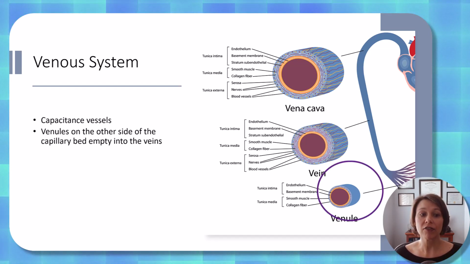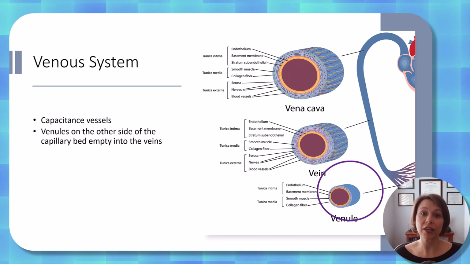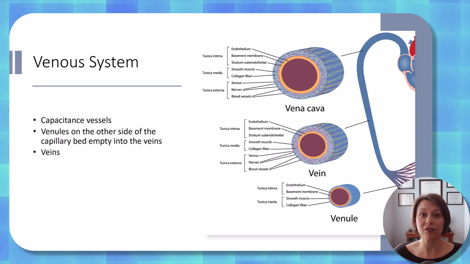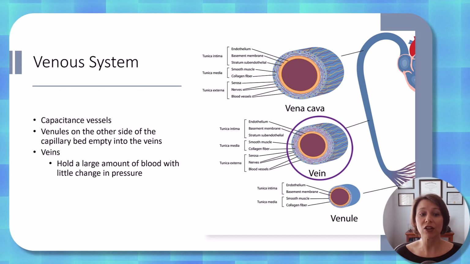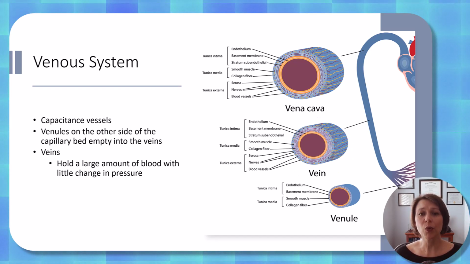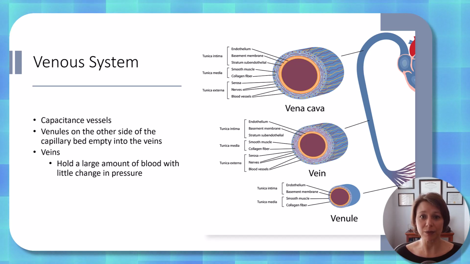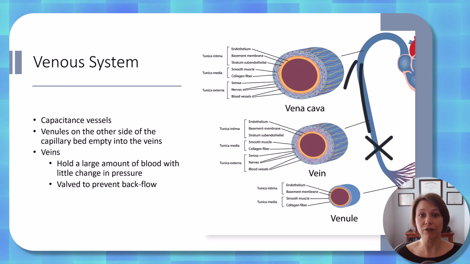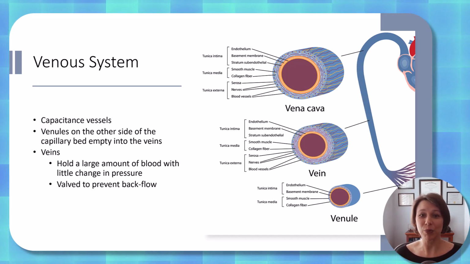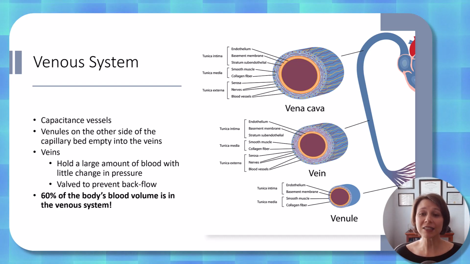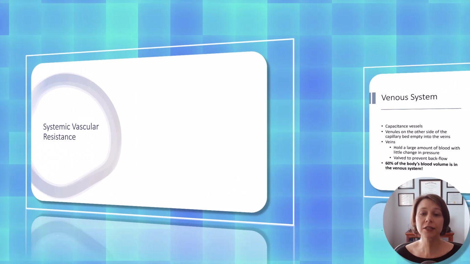We have venules that are coming from the other side of the capillary bed, and they empty into the veins. The veins hold a large amount of blood with very little change in pressure. The one thing that is missing from this picture are valves, and those valves are there to prevent backflow. Really important thing to remember, because this is actually often a test question, is that 60% of the body's blood volume is in the venous system.